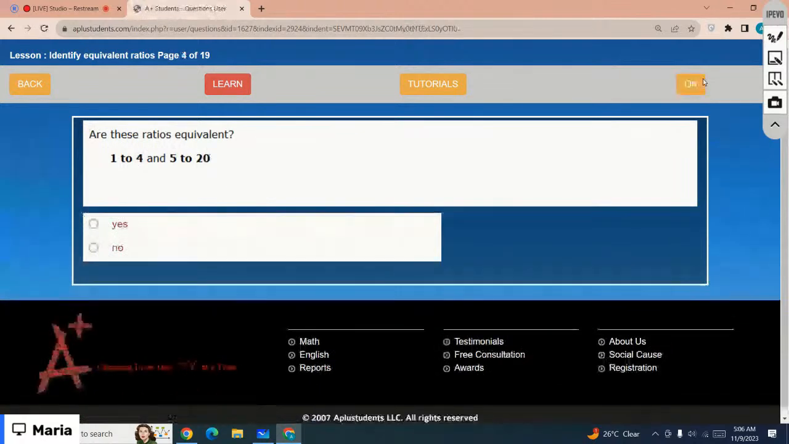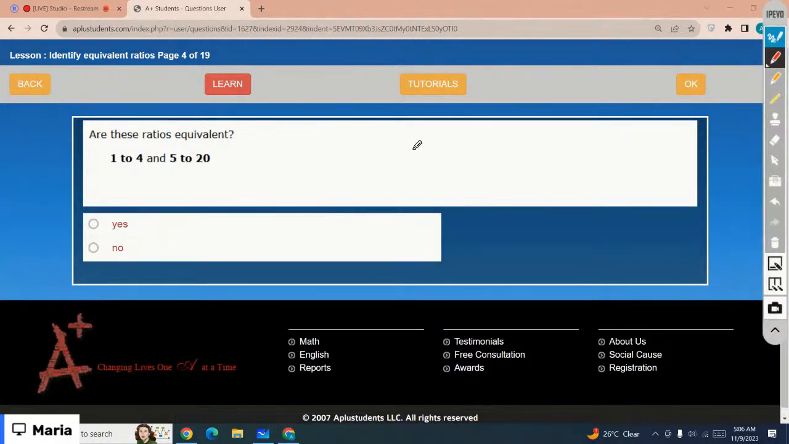Okay, the next one is, are these ratios equivalent? 1 to 4 and 5 to 20? So it would be 1 over 4 and you have to equate them, 1 over 4 and 5 over 20. So just cross multiply them. It would be 1 times 20 and 5 times 4, right? So both sides are equal. So yes, they are equivalent. 1 to 4 and 5 to 20 are equivalent. The correct option is yes.